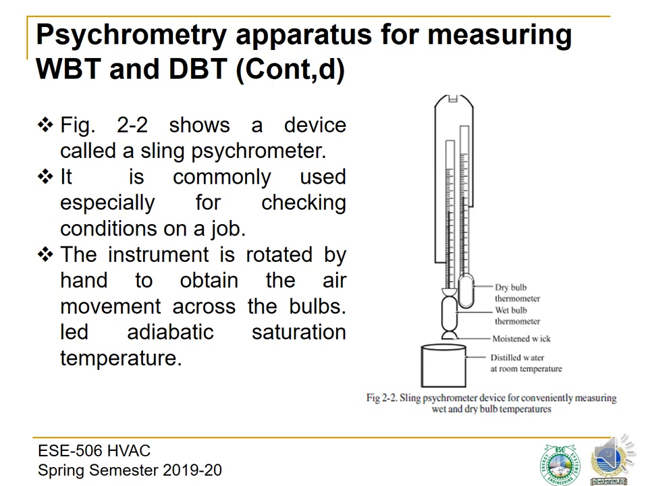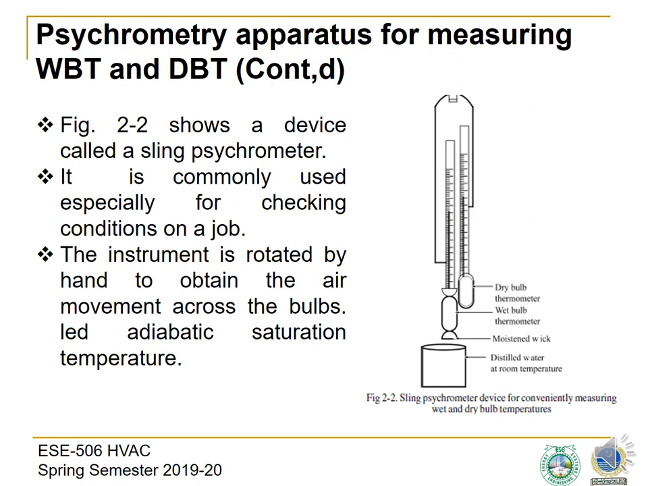Figure 2.2 shows a device called a sling psychrometer. It is commonly used, especially for checking conditions on a job. The instrument is rotated by hand to obtain the air movement across the bulb, to reach adiabatic saturation temperature. So the sling psychrometer is simple. There are two thermometers. One thermometer bulb is uncovered, and it will record the dry bulb temperature, but the condition is that it should be unaffected by radiation and moisture content. The other thermometer, a little lower, is placed on the same apparatus. Its bulb is covered by a wick and is always wetted with water to give the saturation effect.